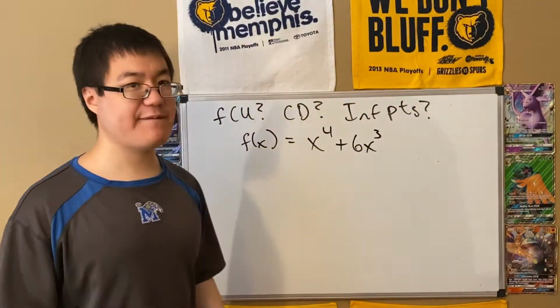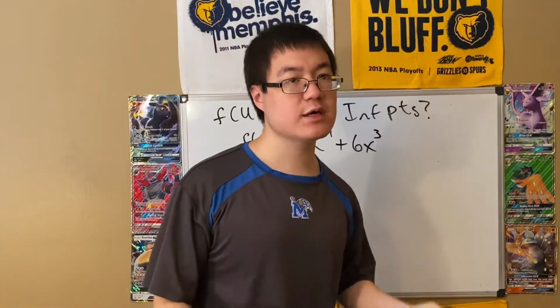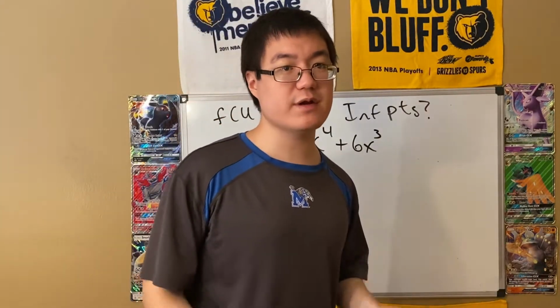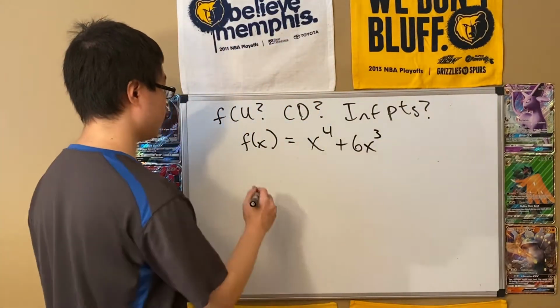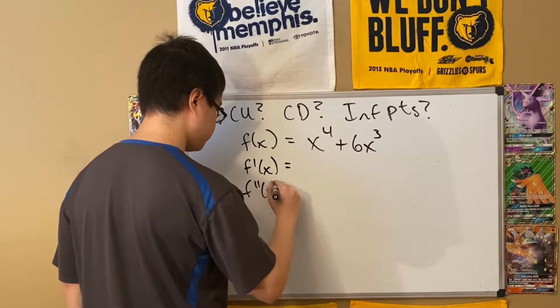If I see the word concave up or down, if I see the word inflection points, I automatically go for 2 derivatives. If this were a free response question, I might actually get points for just literally taking 2 derivatives, even if I have no idea what concave up or down is. So let's take the first derivative, and then let's take the second derivative.